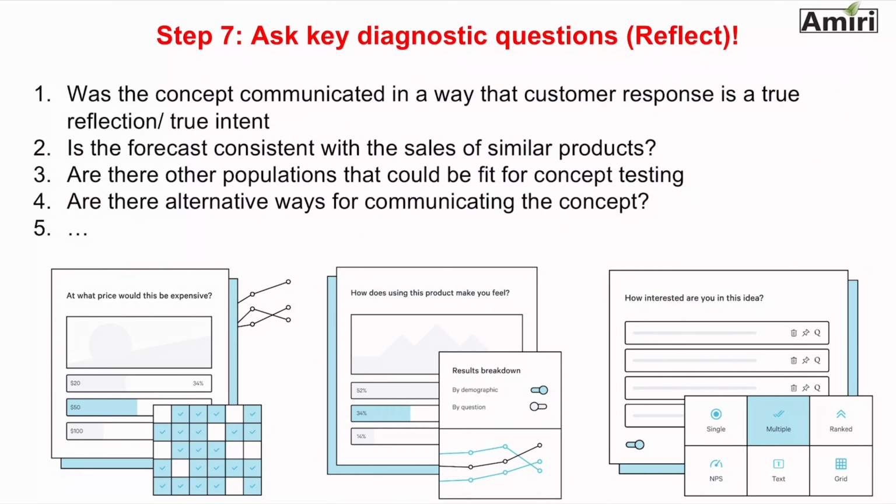What other populations could we look into based on what we learned from our survey? And again, this goes back to question one. If the concept wasn't communicated properly and maybe people didn't understand it, what other ways are there that we can explain the concept and communicate it to people?